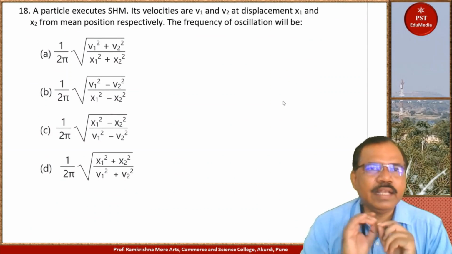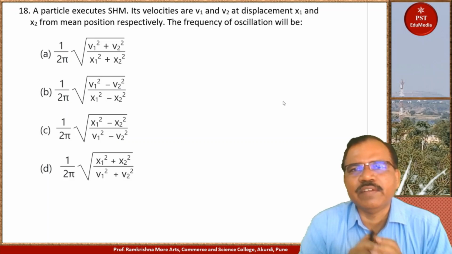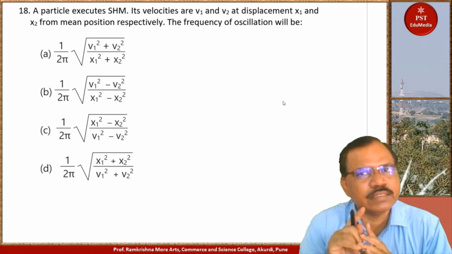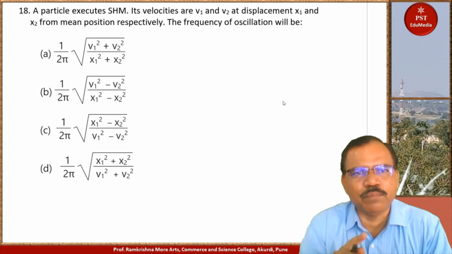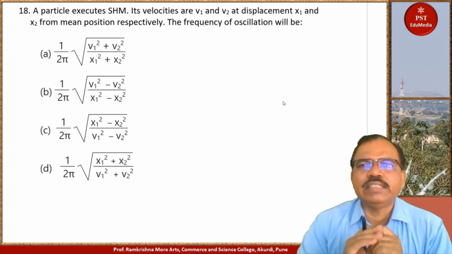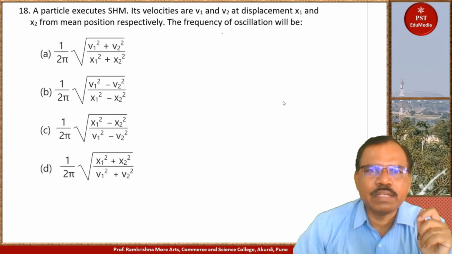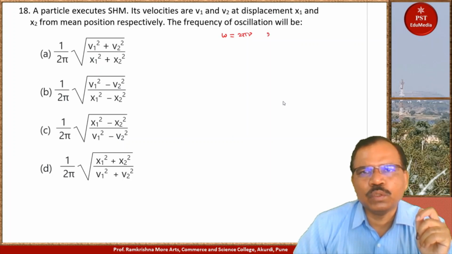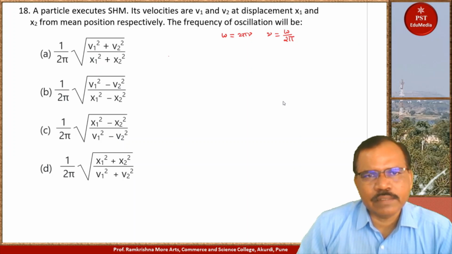A particle executes SHM. Its velocities are v1 and v2 at displacements x1 and x2 from mean positions respectively. The frequency of oscillation will be. Now we know angular frequency is omega, that is 2 pi nu. So nu is equal to omega upon 2 pi. We must know this. Now what happens here?